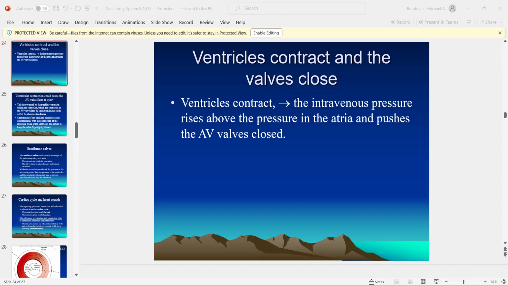The semilunar valves are best heard at the fourth intercostal space. The aortic valve is best heard on the right side. The pulmonic valve is best heard on the left side. The AV valves are best heard in the fifth intercostal space. The tricuspid valve is best heard next to the sternum. The mitral valve is best heard at the mid-clavicular line, fifth intercostal space. That's where you hear it best.